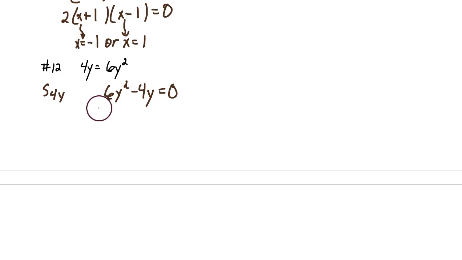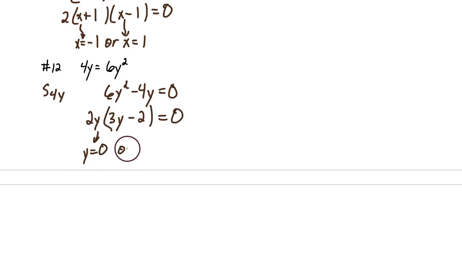Now let's factor it. Both 6 and 4 divide by 2, and there's a y that divides into both of them. 2y times 3y is the 6y squared, and 2y times negative 2 is the negative 4y. The answer for this will be y equals 0. And the answer for this one will be y equals 2/3. What I'm doing is adding the 2 to the other side and then dividing by the 3.